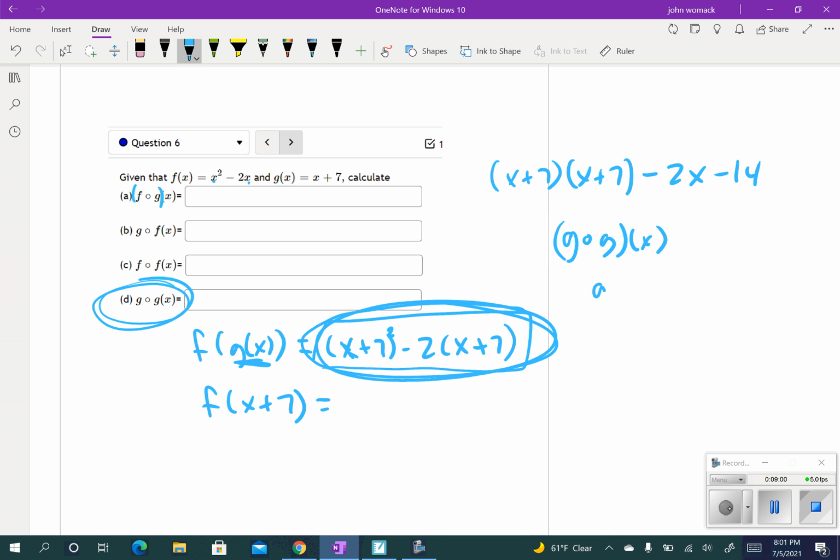So this means g of g of x. So we're taking the function and plugging it inside of itself. We'll just start with the inside function. What is g of x? So I've got g of, and g of x is x plus 7.